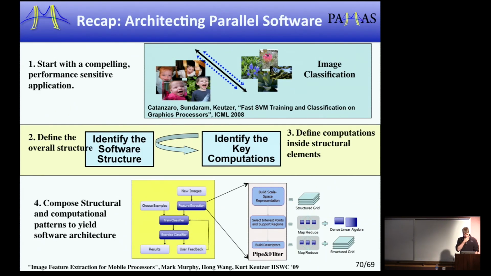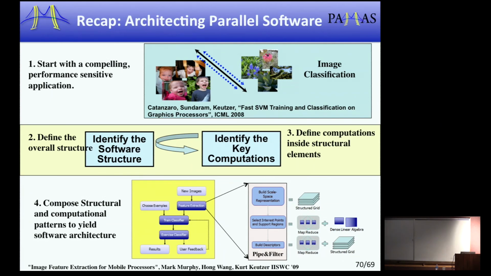All right. So in general, the approach is to start with a compelling performance-sensitive application. So I heard before we started that you're all submitting project proposals right now. So you're all doing this. And performance-sensitive is important because if we didn't care about performance, then why would we be parallelizing things at all?